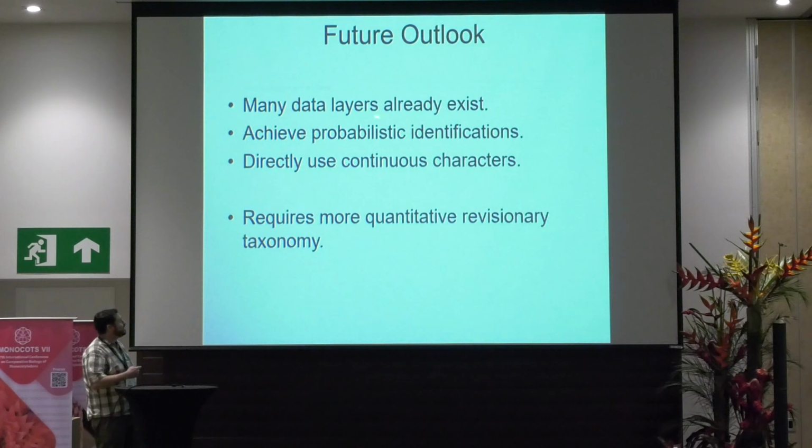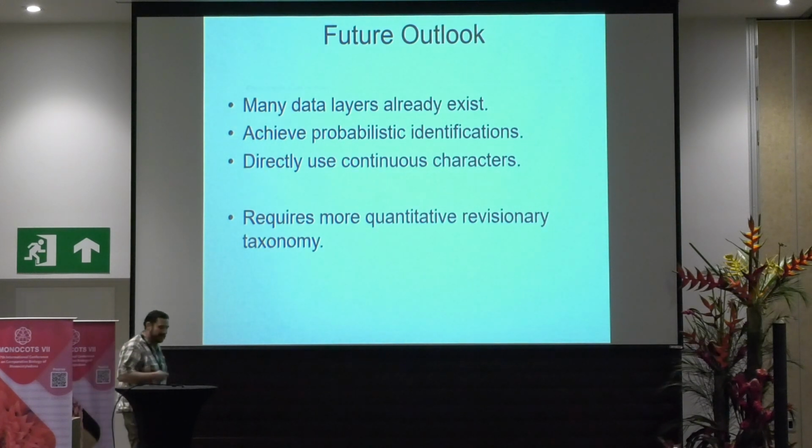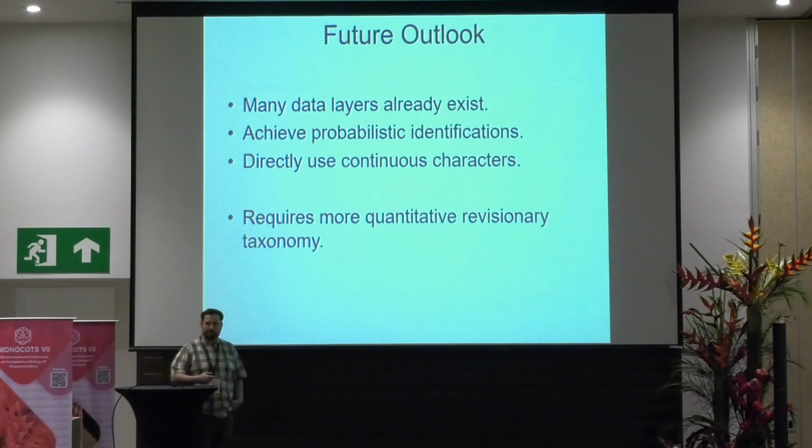And many of these data layers already exist, especially for morphological characteristics. But as we do taxonomy, we're going to require our taxonomists to be a little more quantitative in reporting our information so that we can use these data.